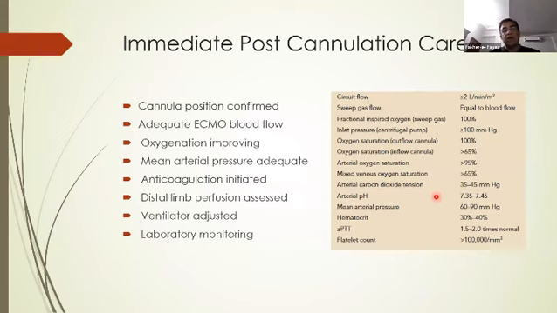So for immediate post-cannulation care, we need to see that the cannula positions are confirmed, there is adequate ECMO blood flow, and whether oxygenation is improving or not. Is the mean arterial pressure adequate or not? Anticoagulation initiated. Distal limb perfusion is very, very important, especially in VA ECMO. When we are using peripheral VA ECMO with the femoral artery cannula, that can totally block the circulation to the distal part of the limb, and we usually place a distal perfusion cannula just to save the limb.